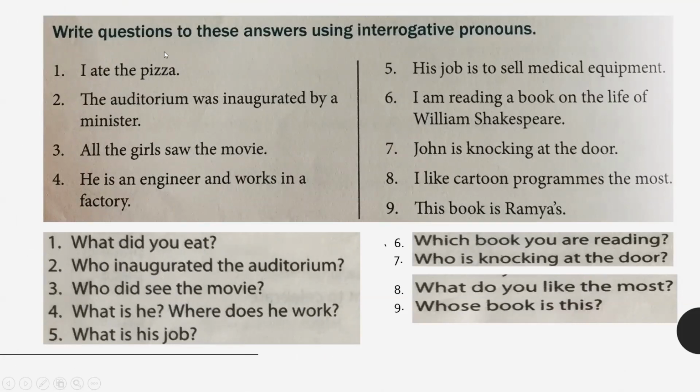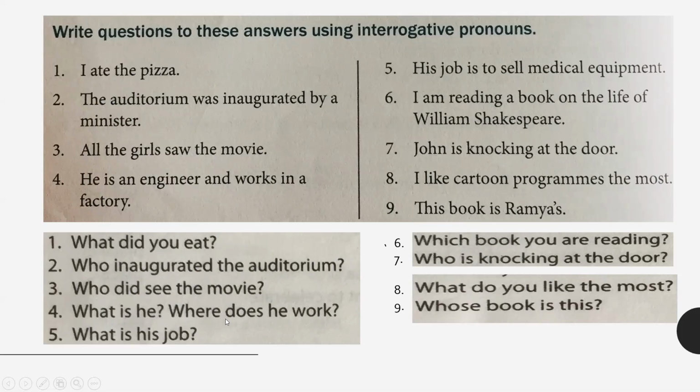Now in your workbook here itself you have to write the answers, okay? Here you can see some blank spaces. So in these blank spaces you are supposed to write the answers with a pen. The auditorium was inaugurated by a minister. Number two, who inaugurated the auditorium? So your answer is, the auditorium was inaugurated by a minister. Please put a question mark at the end. Number three, all the girls saw the movie. Let's frame a question. Who saw the movie? All the girls saw the movie. Put a question mark.